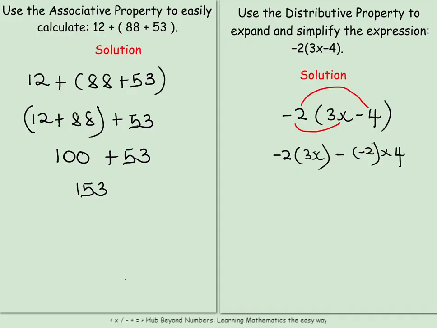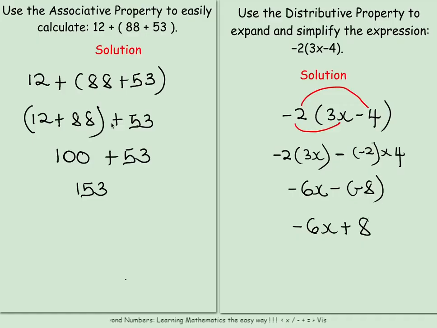So negative 2 times 3 gives us a negative 6x. Then we have minus, so negative 2 times 4 gives us a negative 8. The rest is your simple simplification. So negative 6x. Then there are two negatives here. We know if there are two negatives, it becomes a positive. So plus 8. And that ends our question. That is our solution. All right.